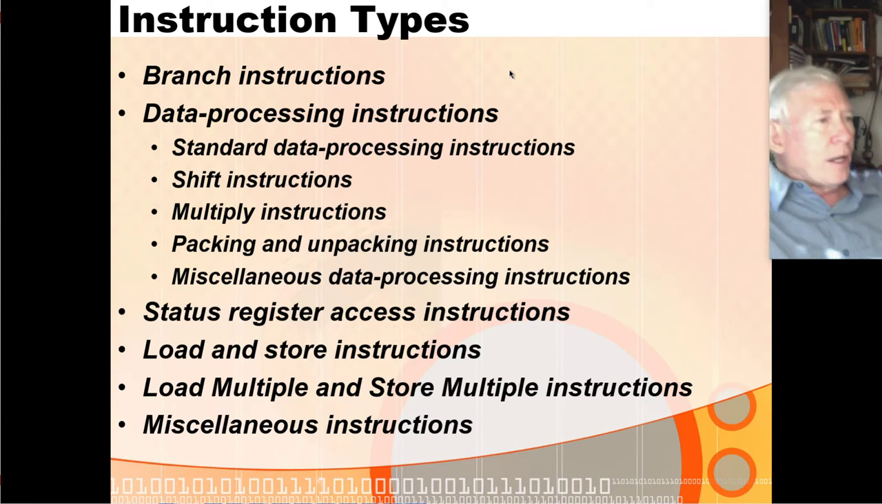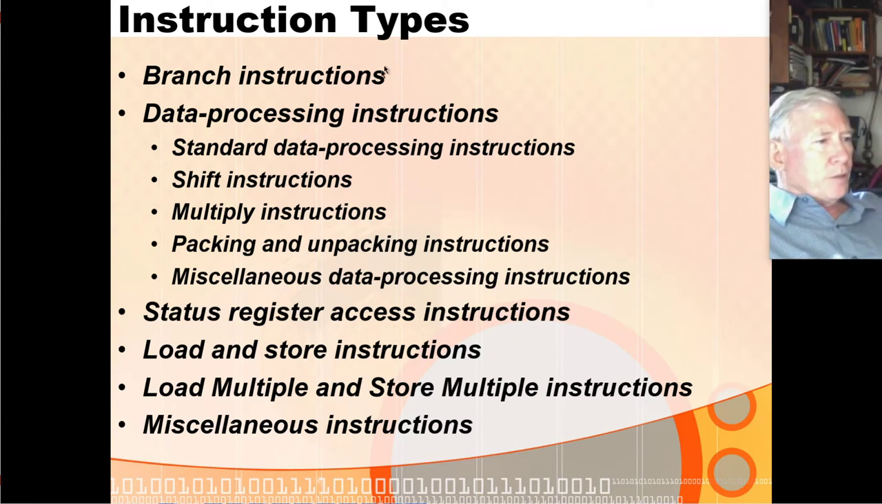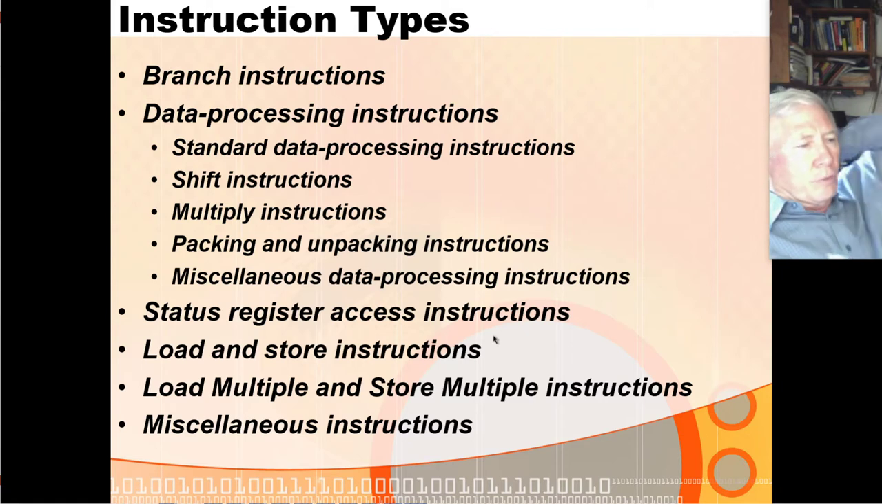All right, so these are the instruction types: branch instructions, data processing instructions, which would include standard things like ANDs and ORs and exclusive ORs, shifts, multiplies, packing and unpacking instructions. That has to do with taking eight bits and moving it into a 32-bit register, and then packing it and unpacking it. And likewise, you can move it out of the register and into an 8-bit location if it's an 8-bit value. So it sort of has to get unpacked from the register because the registers are 32 bits. And then status register instructions, where you basically do conditional branches.